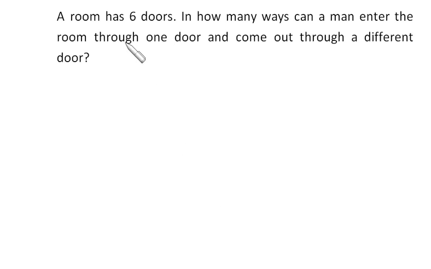Let's take one example. Now suppose a room has 6 doors. In how many ways can a man enter the room through one door and come out through a different door? Now here just see this "and". Two events are there, one is incoming and the other is outgoing. Both the events are happening simultaneously, that means the condition is "and". He's coming in through one door and going out through another door.